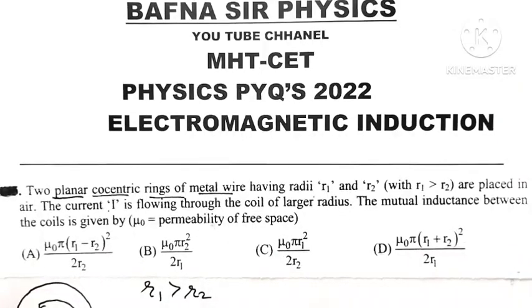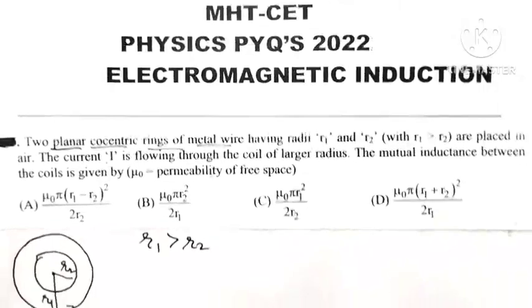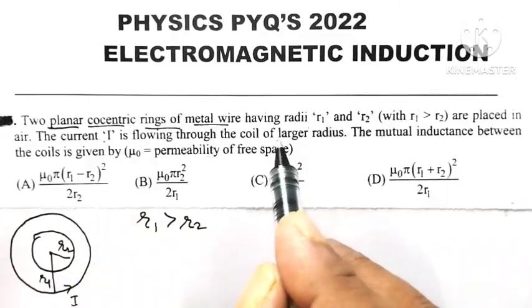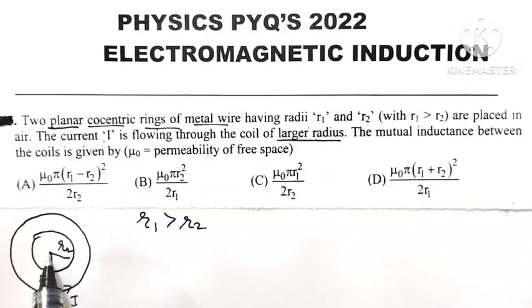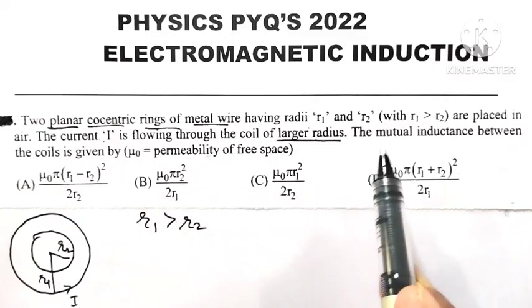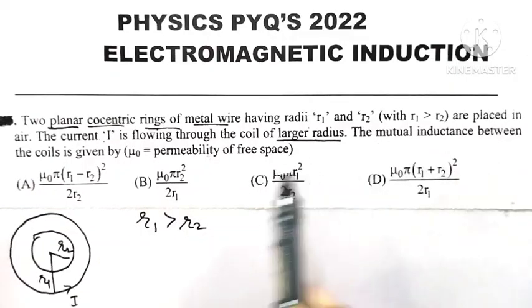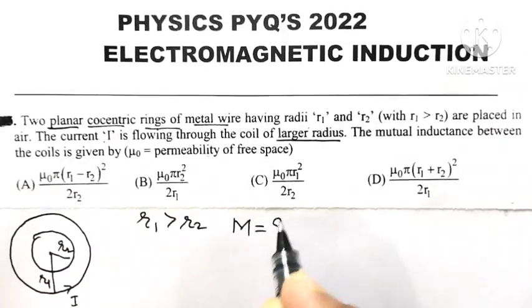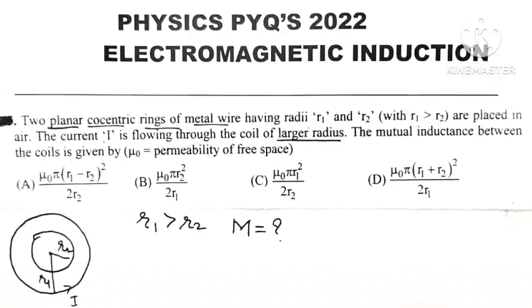Both the coils are placed in what? Air. The current I is flowing through the coil of larger radius, the outer coil of radius r1, and let I be the current flowing through it. We want to know the mutual inductance between these two coils.